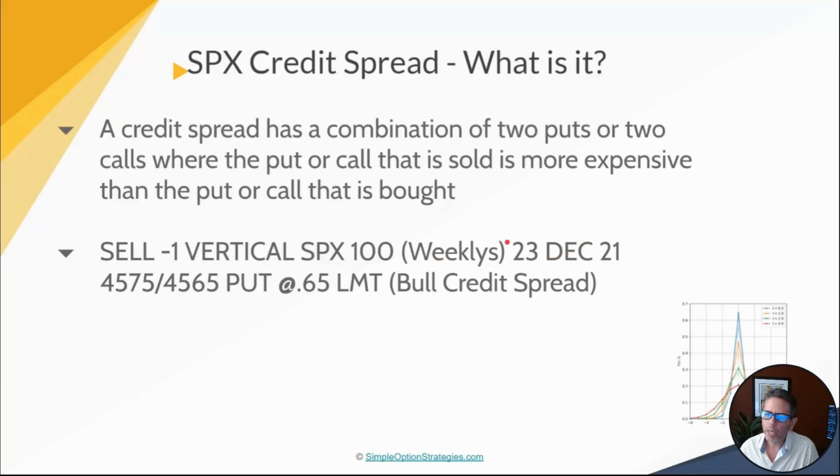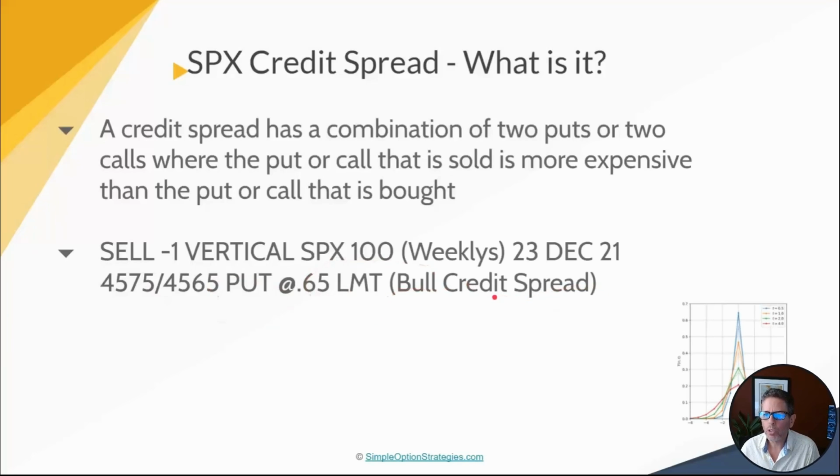These are weeklies: Monday, Wednesday, Friday, quarterlies, and end of month, right? That's when weeklies trade for SPX. On stocks, I think they're just Fridays, mostly not during the week. All right. In this case, this is 23 December 2021. That's the date of expiration. This is the position, 45.75, the one you sold, 45.65, the one you bought. You receive a 65-cent per contract limit order, right?